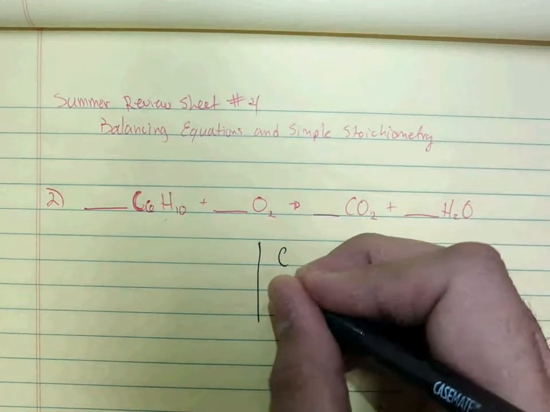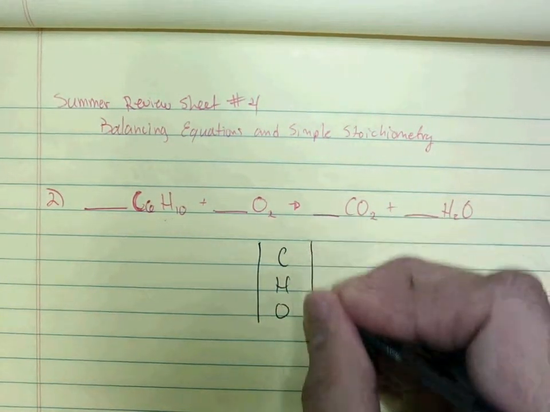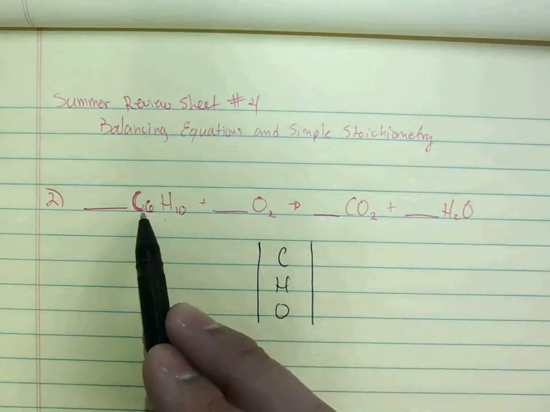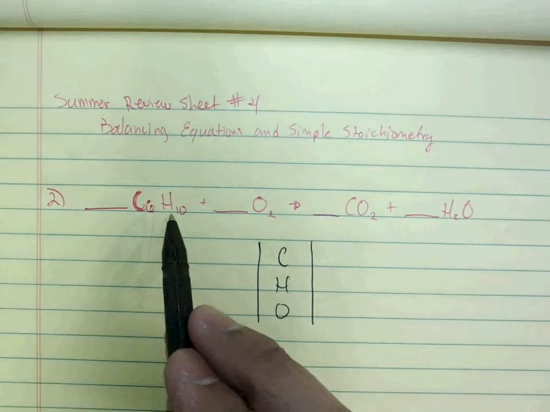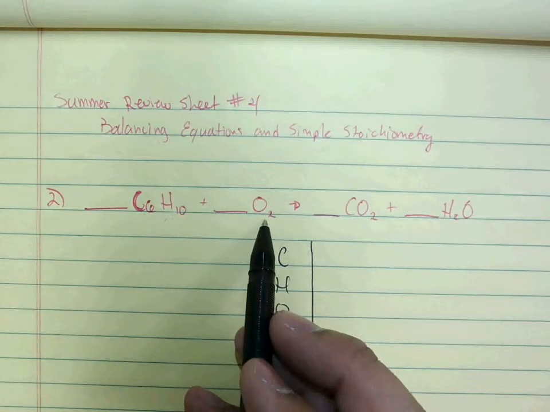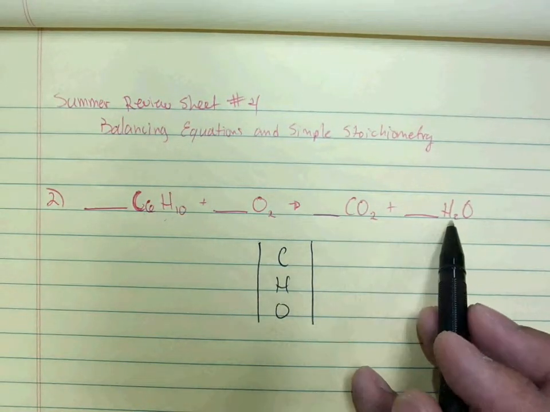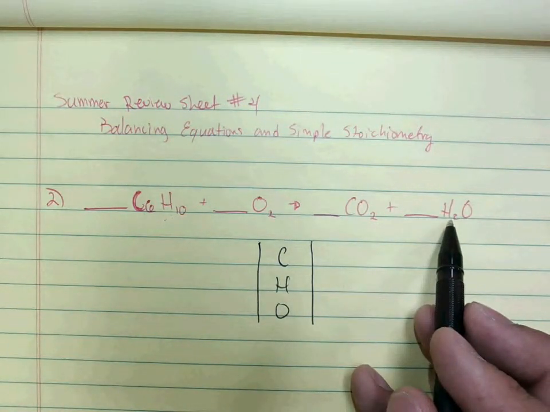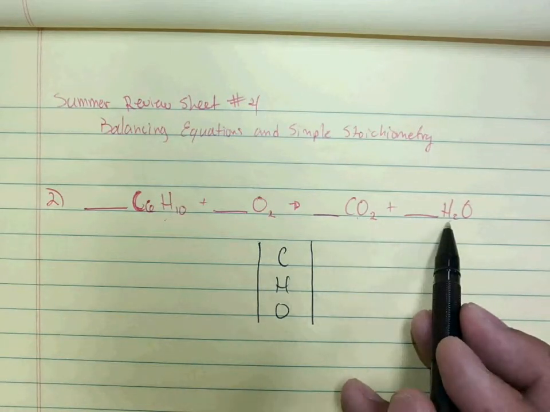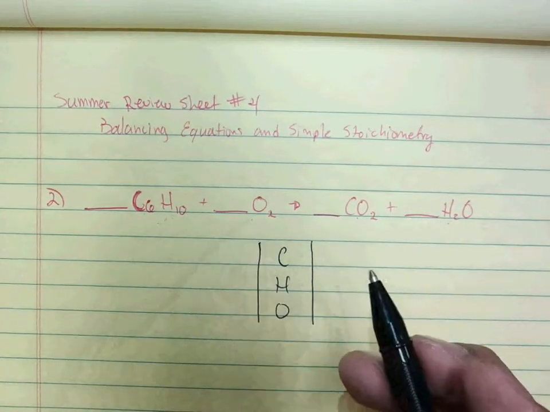I have carbon, I have hydrogen, I have oxygen. So this is C6H10 reacting with O2, creating CO2 and H2O. That's a combustion. How do I know? I'm making CO2 and H2O. That's a hydrocarbon reacting with oxygen.